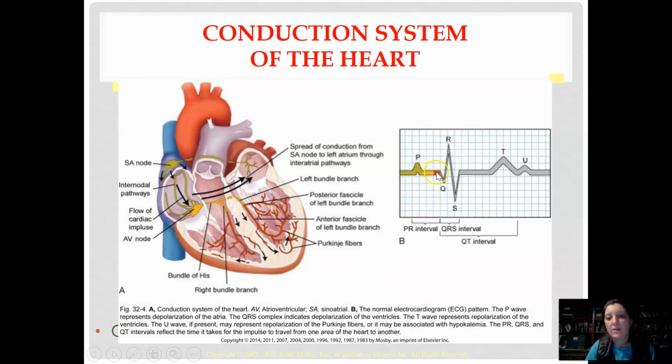And depending on how long, they have some measurements here that we might measure, and that could tell us if there's a problem with the heart, if things are taking too long, if there's too long of a pause, or we're extending the time from when the heart contracts to when it repolarizes. That can also cause some issues.